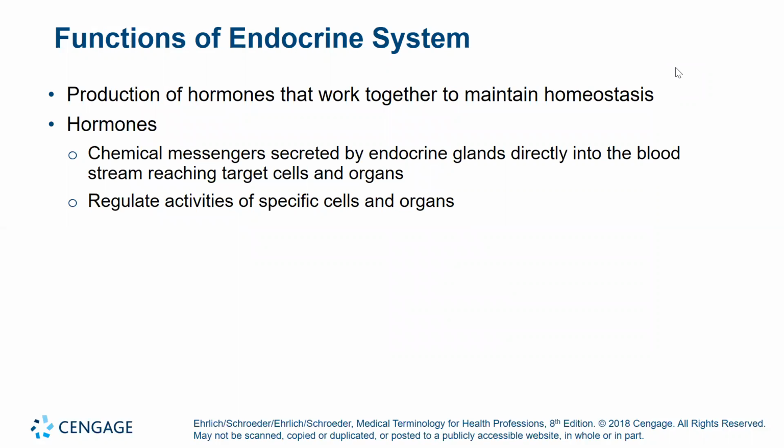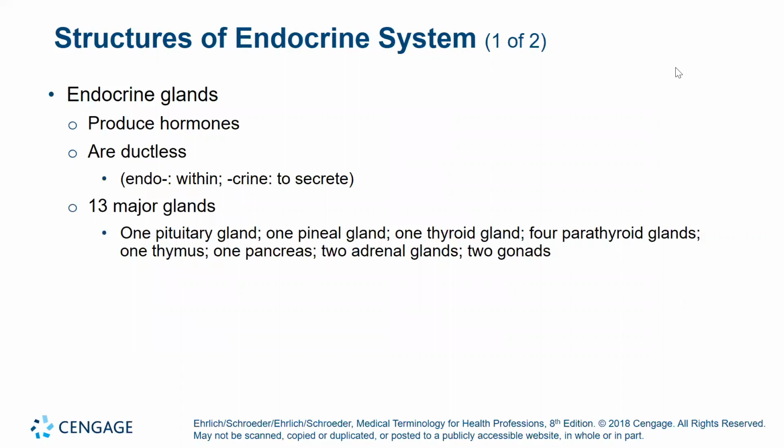So the function of the endocrine system is the production of hormones that work together to maintain homeostasis. The hormones are chemical messengers secreted by endocrine glands directly into the bloodstream, reaching target cells and organs. It regulates activities of specific cells and organs. The endocrine glands do produce hormones. They are ductless. You can put the term here: endo is within, and crine is to secrete. So endocrine means to secrete within.